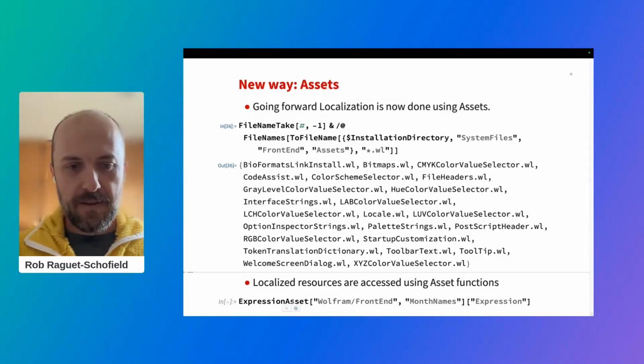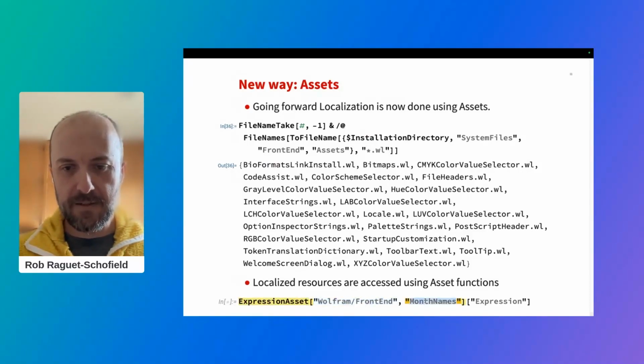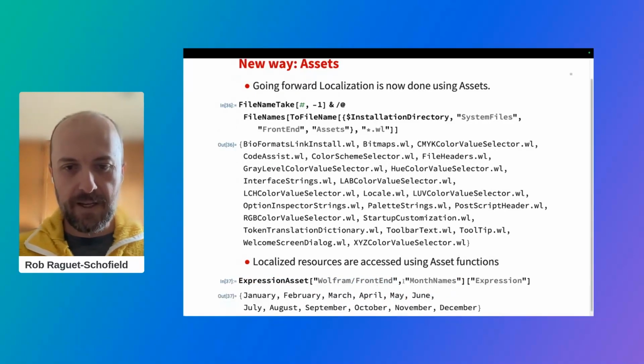And just like the front-end resource function that we used to use, we can now use something like expression asset. We can use these asset functions, and we can give it the namespace, Wolfram front-end, the asset name, and then we can get its value. So this is the same asset I accessed earlier, just using a different way of doing it.